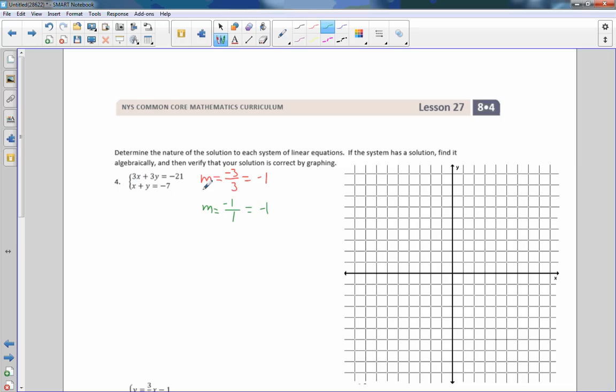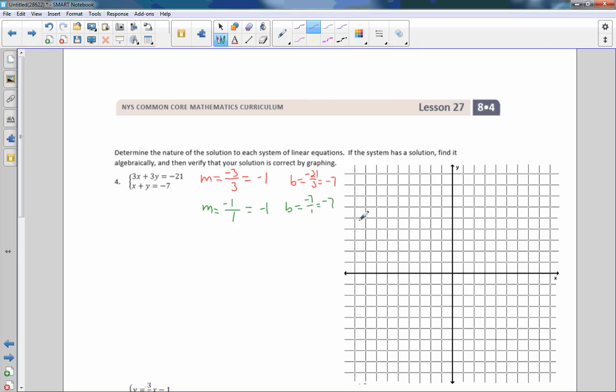So we have equivalent slopes, and now we need to find the y-intercept. It's this number over that number, c over b, which is negative 21 over 3, which equals negative 7. And in the second line, my b is negative 7 over 1, which equals negative 7. So the system has a solution, so I need to graph this.